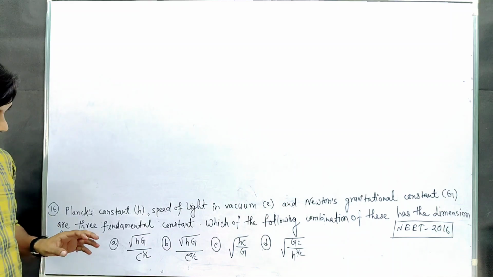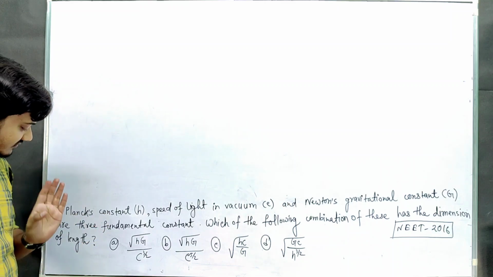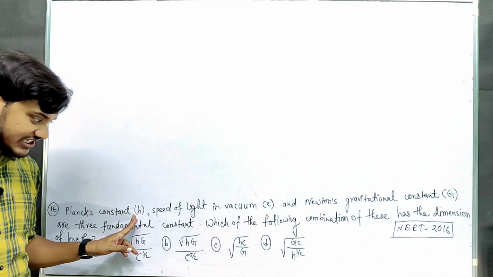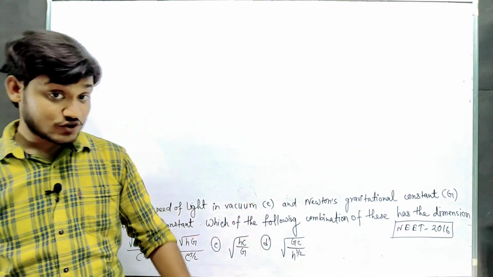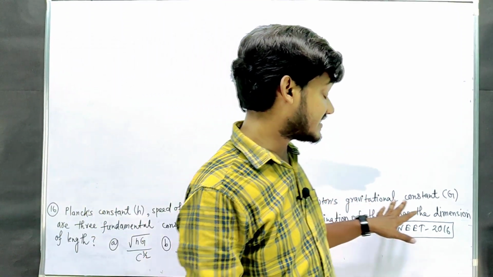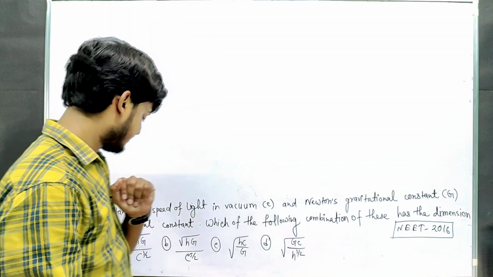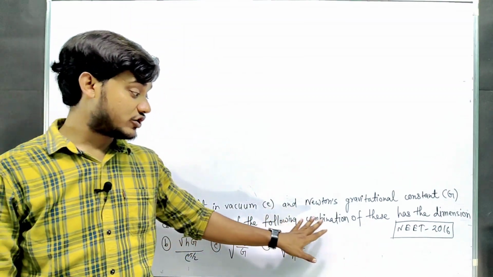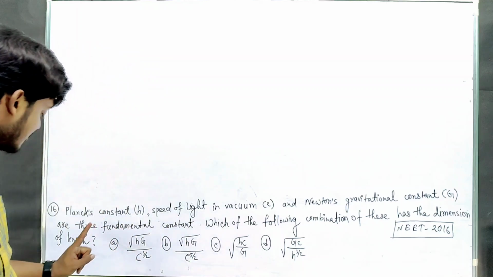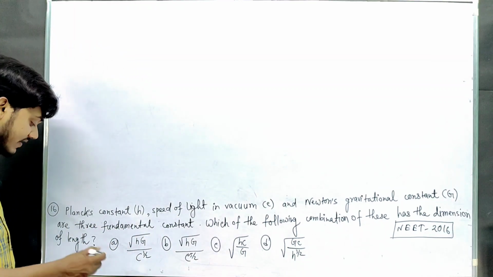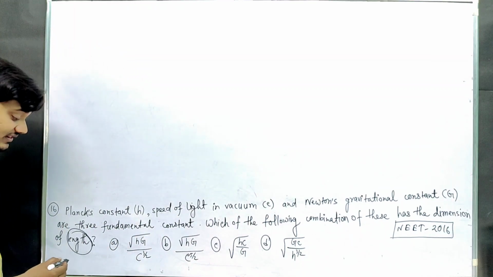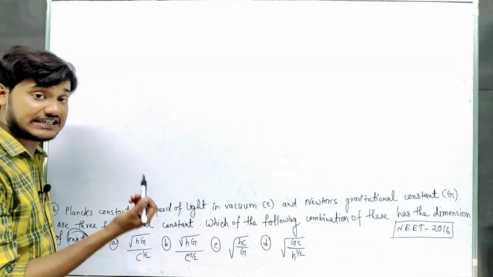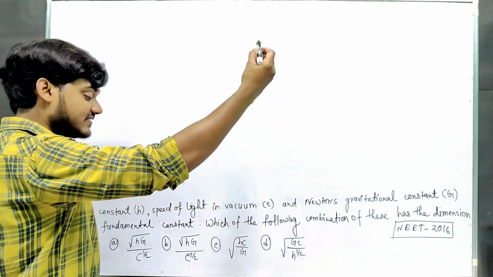Let's try the next question. Planck's constant h, speed of light in vacuum c, and Newton's gravitational constant G are three fundamental constants. Which of the following combinations of these has the dimension of length? Again, we have to find the dimension of length in terms of h, G and c. So which is the right answer?